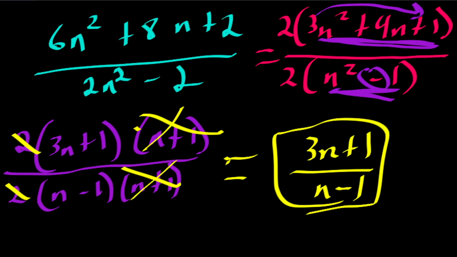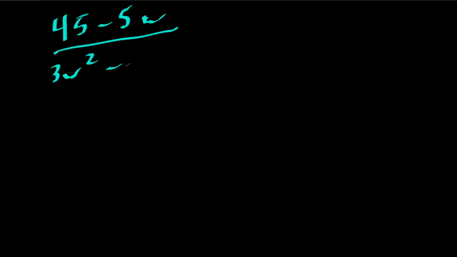All right, so now let's do one more, just because I know you may want another example. We're actually going to combine two of the most complicated parts of this. So 45 minus 5w over 3w squared minus 28w plus 9. All right, I wrote that a little sloppy, but I think you get the idea.